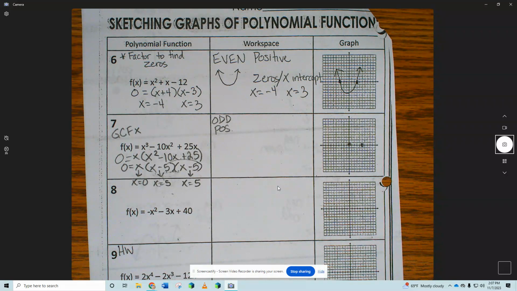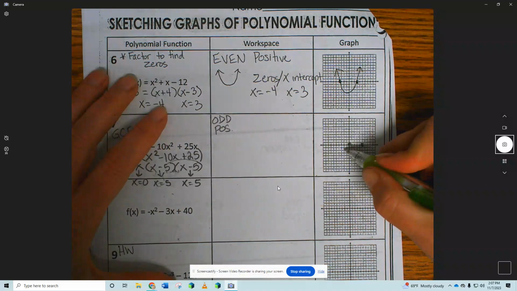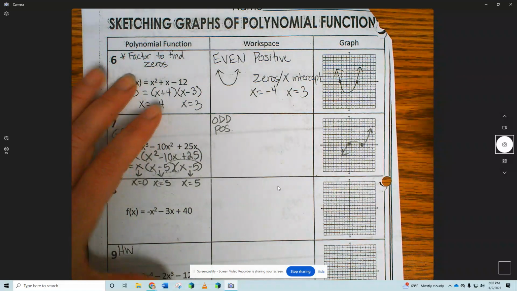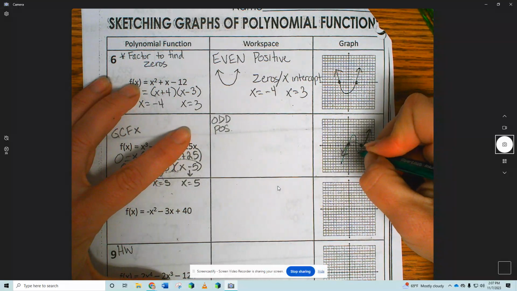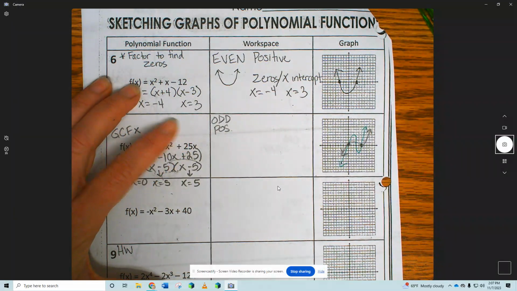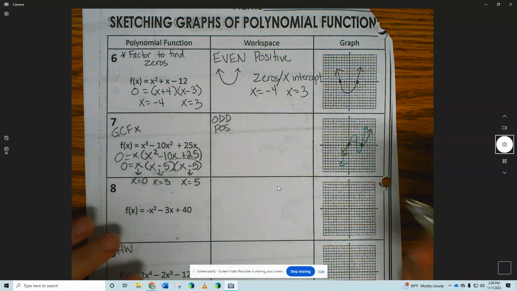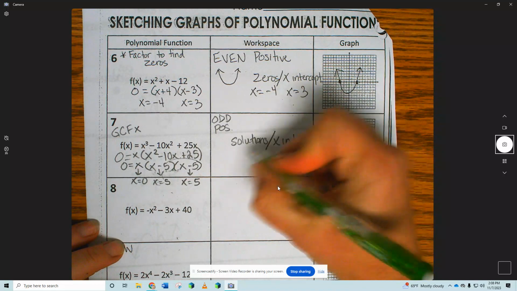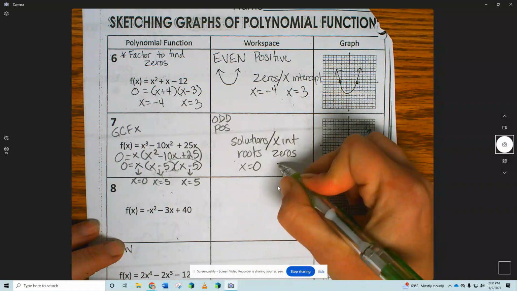So you could do this. Here's an idea. You could go like this and not go very high. You could do something super crazy with a dip in the middle there. Lots of options. We don't know exactly because we're not using Desmos, but you're getting a general idea. My solutions, x-intercepts, roots, zeros, we're at 0 and 5.